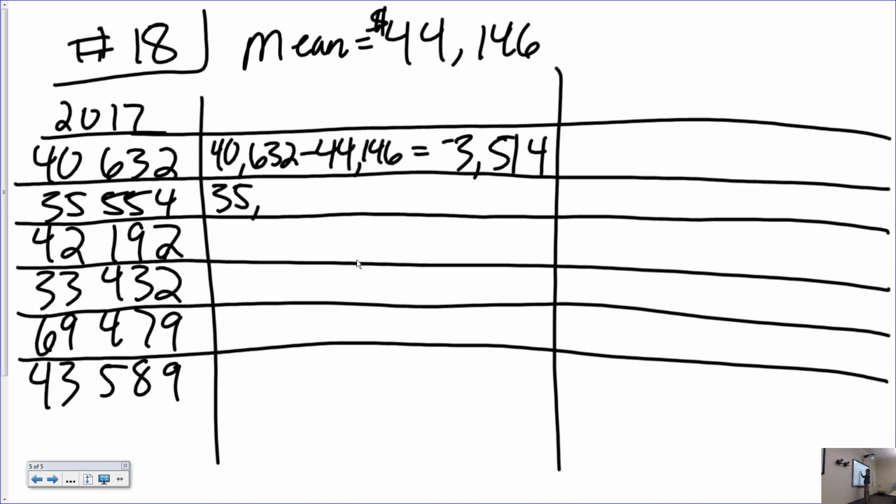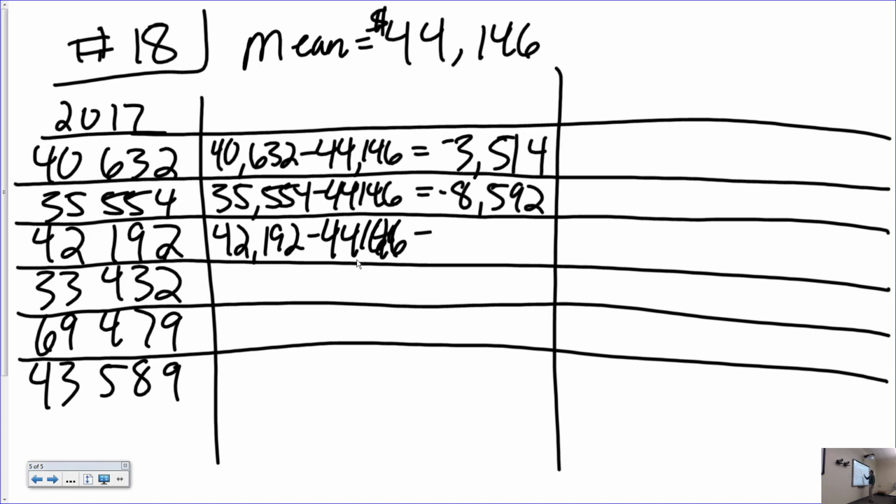Again, remember I'm not in order. The next one minus 44,146 is negative 8,592. I'll buy that one. Next, negative 1,954. Ooh, this next one's nasty. 33,432 minus 44,146. Negative 10,714. I like it.